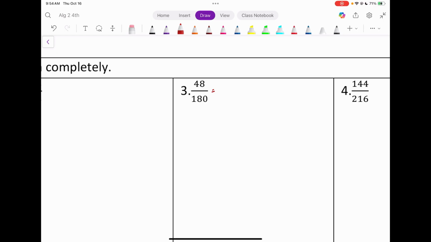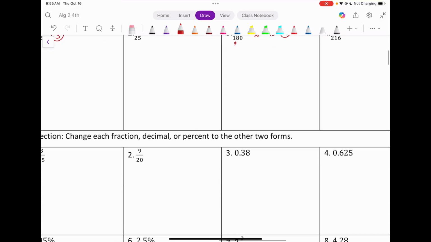If you cannot think of a number that divides into 48 and 180, since they're both even numbers, we could divide the top by 2 and the bottom by 2, and we could continue doing that. Well, they're both still even. So let's divide by 2 and divide by 2 again. The top and bottom now I see are divisible by 3, so we could divide the top by 3, divide the bottom by 3, and you get the final answer. So you don't always have to use the largest number that you can. You can do it in steps as well.